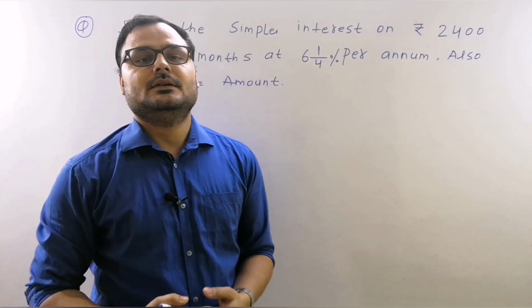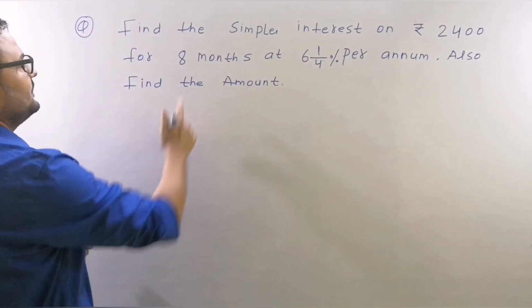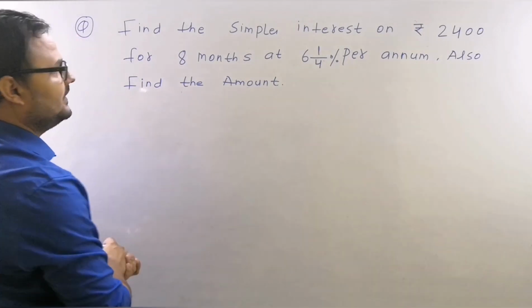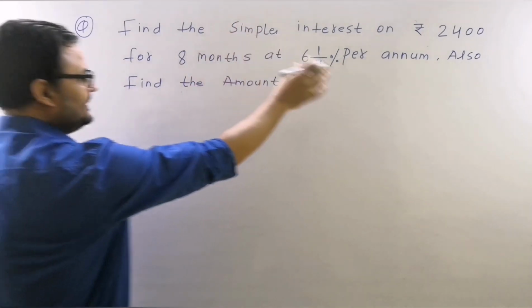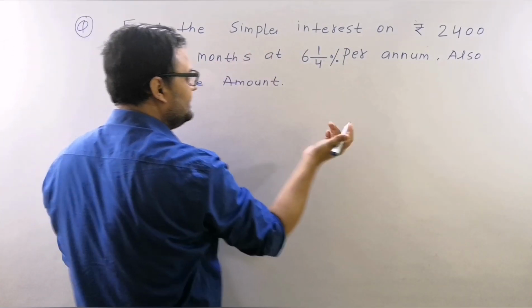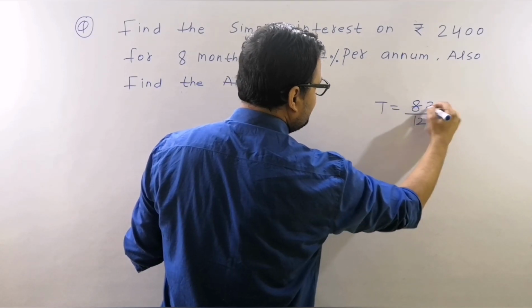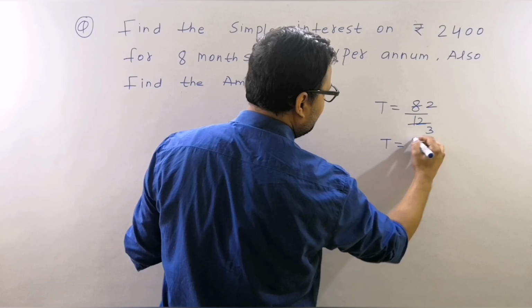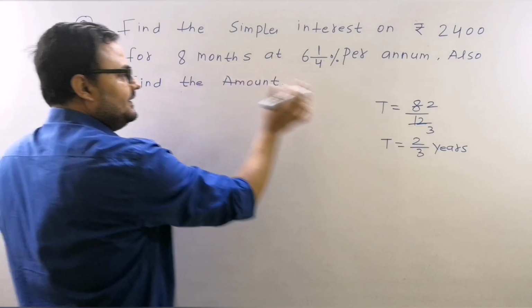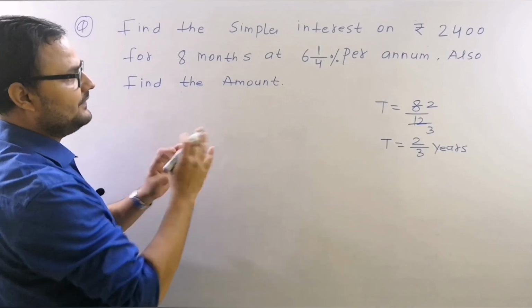Now the next question is: find the simple interest on rupees 2,400 for 8 months at 6 1/4% per annum. Also find the amount. Now P is 2,400. Time is in months, but we need time in years. So when we convert months into years, we divide by 12. 4 twos, 4 threes. So time we got 2/3 years. Always we do it like that. When months are given, divide by 12 and we get years. When days are given, divide by 365 and we get the years.